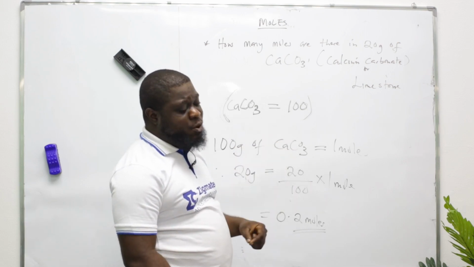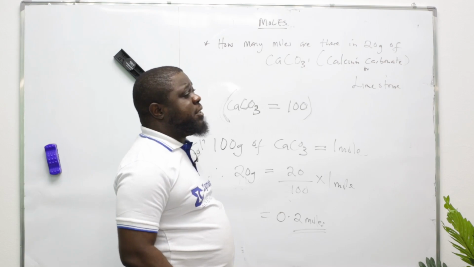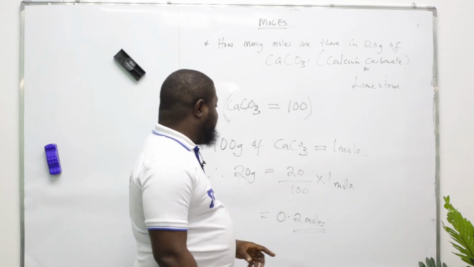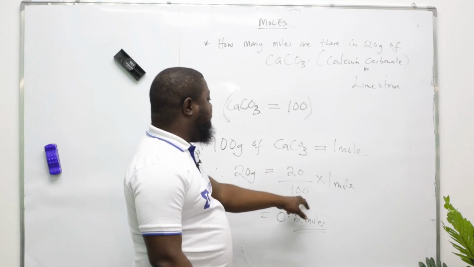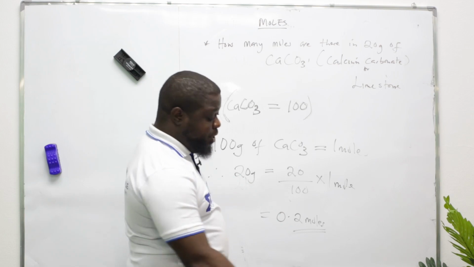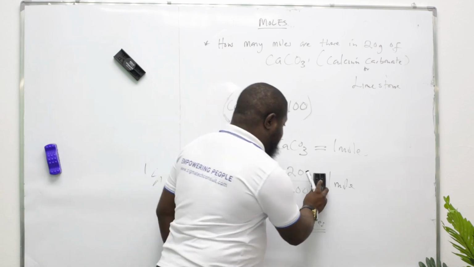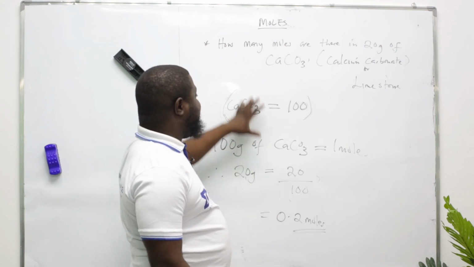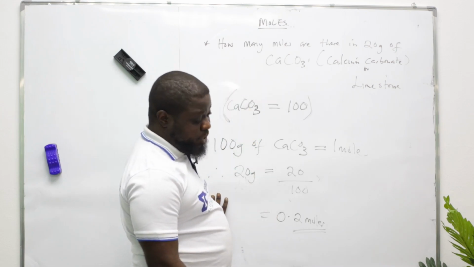That's the number of particles that are present inside the compound. Now, 100 grams of calcium carbonate is 1 mole. Therefore, 20 grams will be 20 divided by 100 times 1 mole, which is 0.2 moles. If you don't want to put it times 1, you can remove it. So it is a very simple calculation. It is not hard. Thank you.